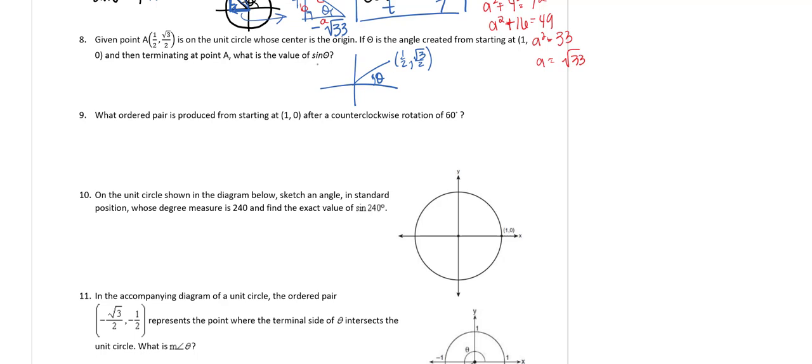We know that sine is our y value. So my y value is going to be root 3 over 2. What ordered pair is produced starting at (1, 0)? Oh my gosh, look. And counterclockwise, so we're moving to the left, 60 degrees.